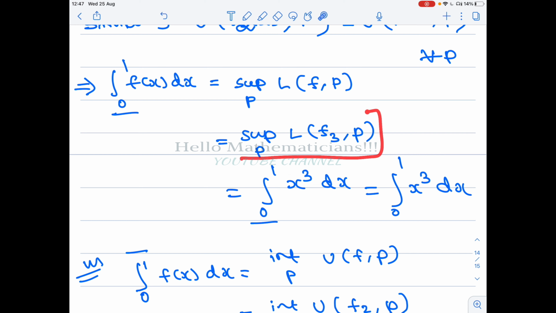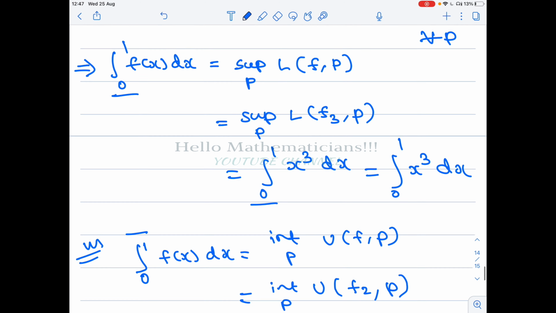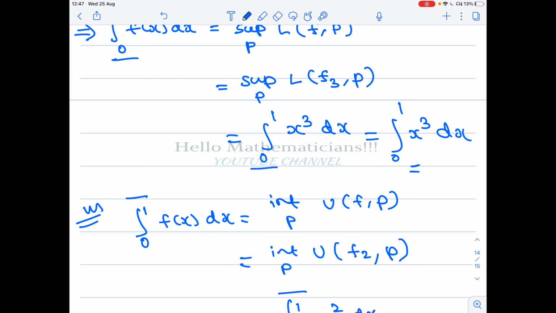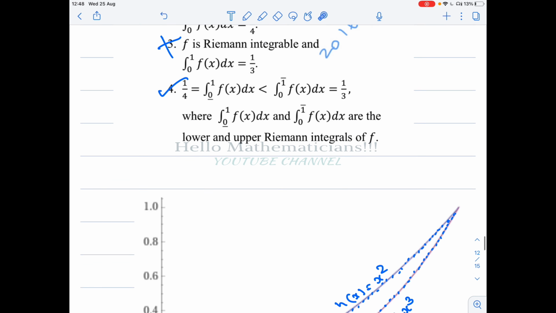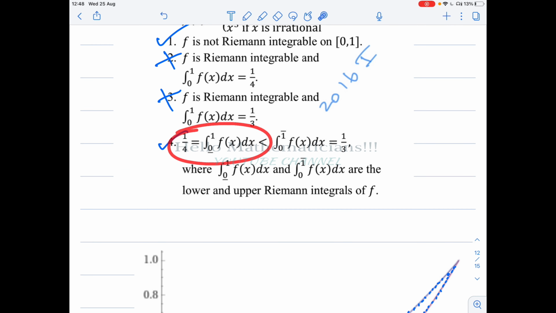Note that this is the definition of the lower integral of the function x cube, but x cube is a continuous function, therefore it is Riemann integrable. If it is Riemann integrable, its lower integration is equal to the actual integration. So this is equal to the integral 0 to 1 of x cube dx, which is equal to 1 by 4. Therefore for f of x, the lower integration value is 1 by 4.